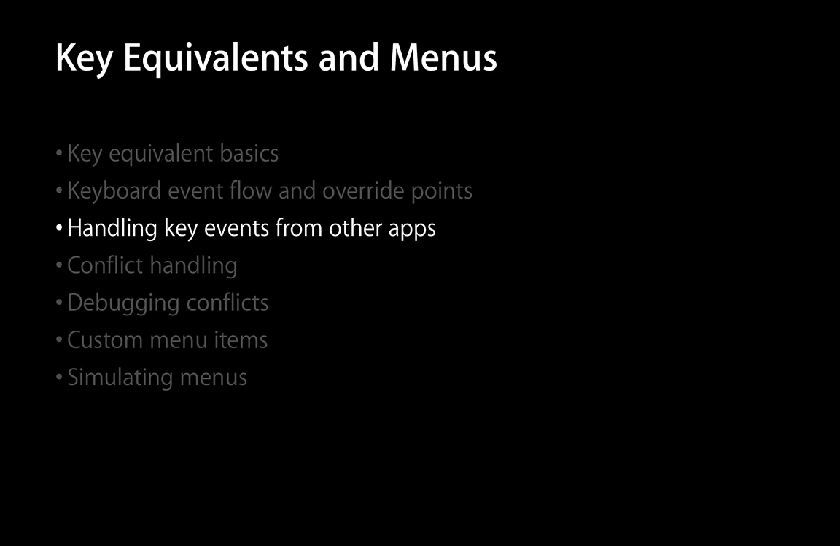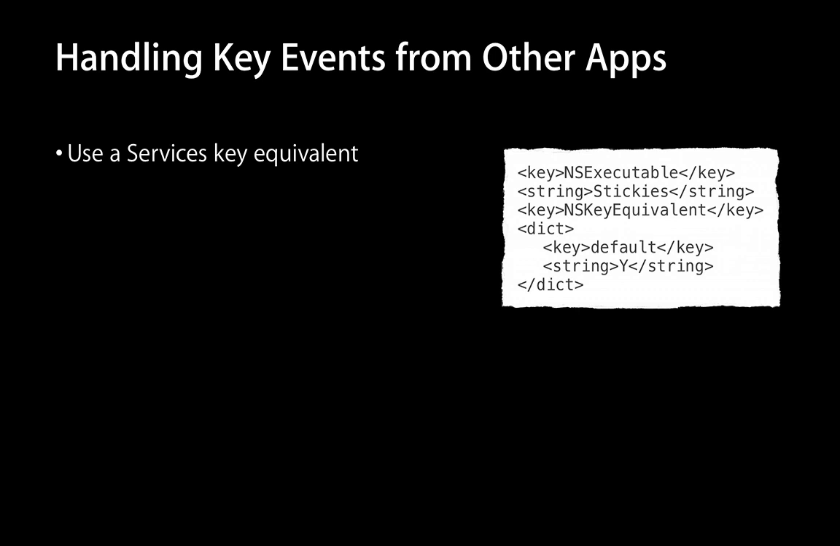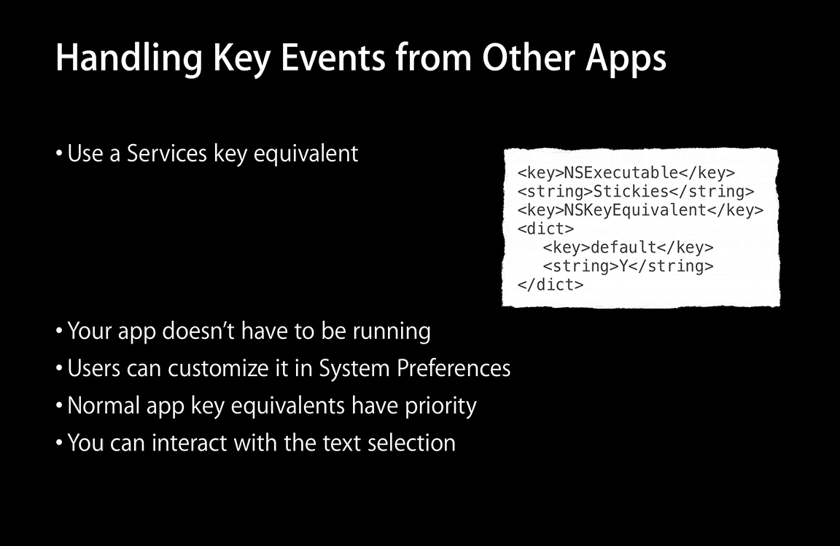How do you handle them from other applications? Well, a very powerful and polite way to do this is to use a service. We see here's a bit of the services declaration from Stickies. Notice it declares a key equivalent of Y. And because it's uppercase, it will actually be Command-Shift-Y. This is very powerful because your app doesn't even have to be running. The frameworks will launch your application for you.